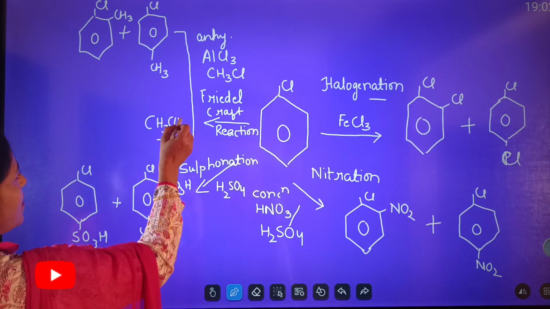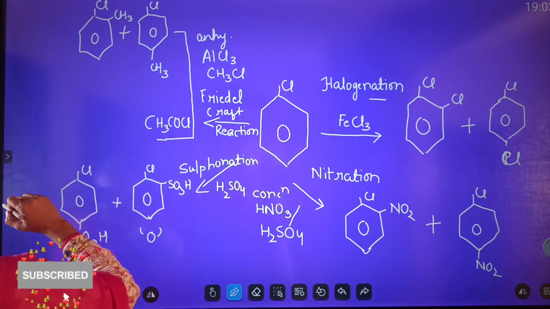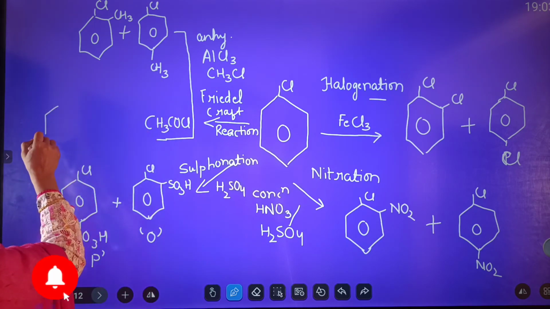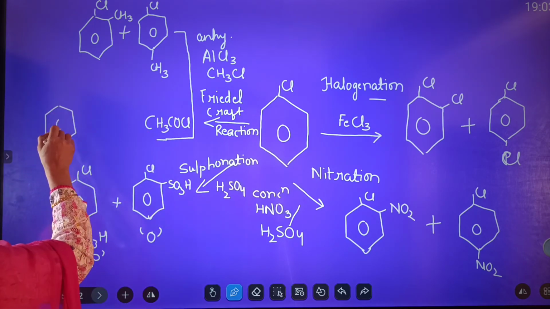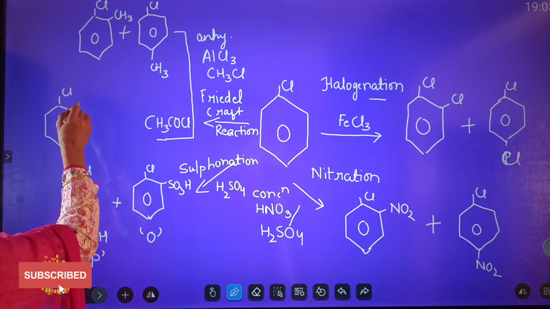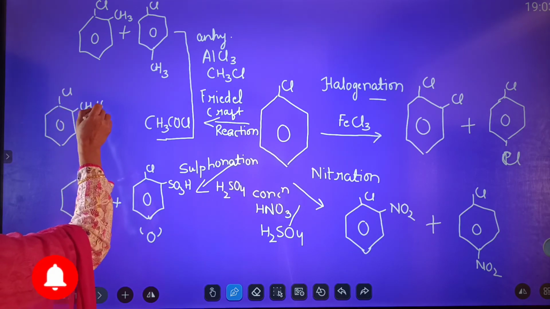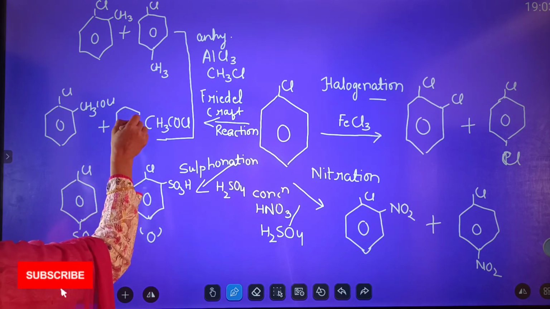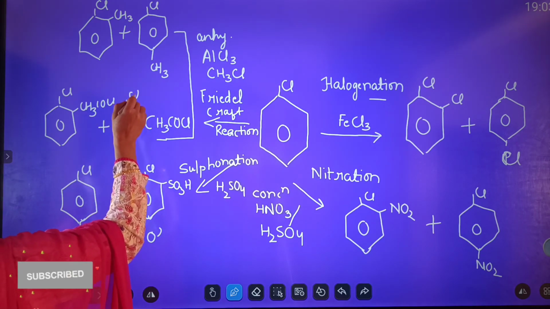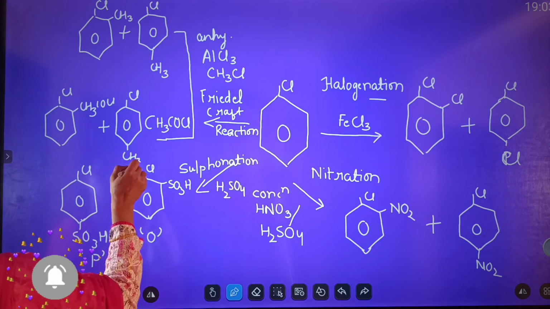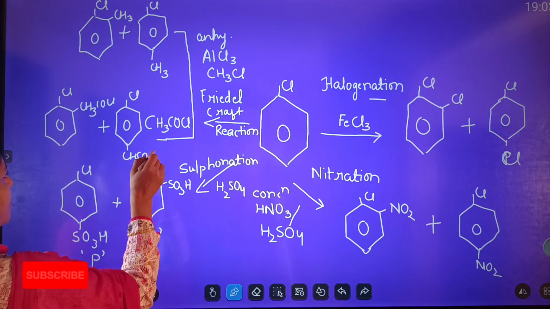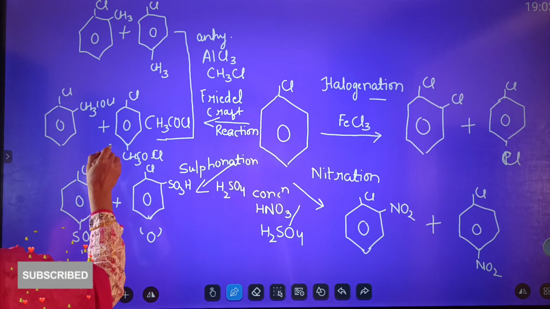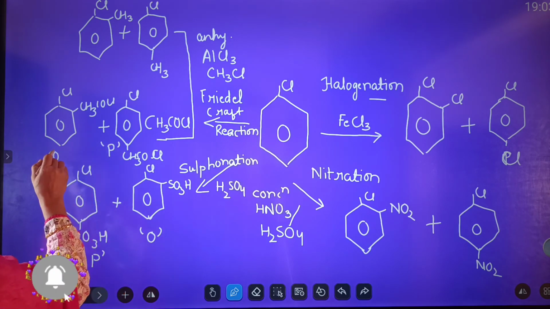In the second way, we will react it with CH3COCl. Here you will be getting one CH3CO group attached at the ortho position and the other one at the para position. So these two products are formed in this.